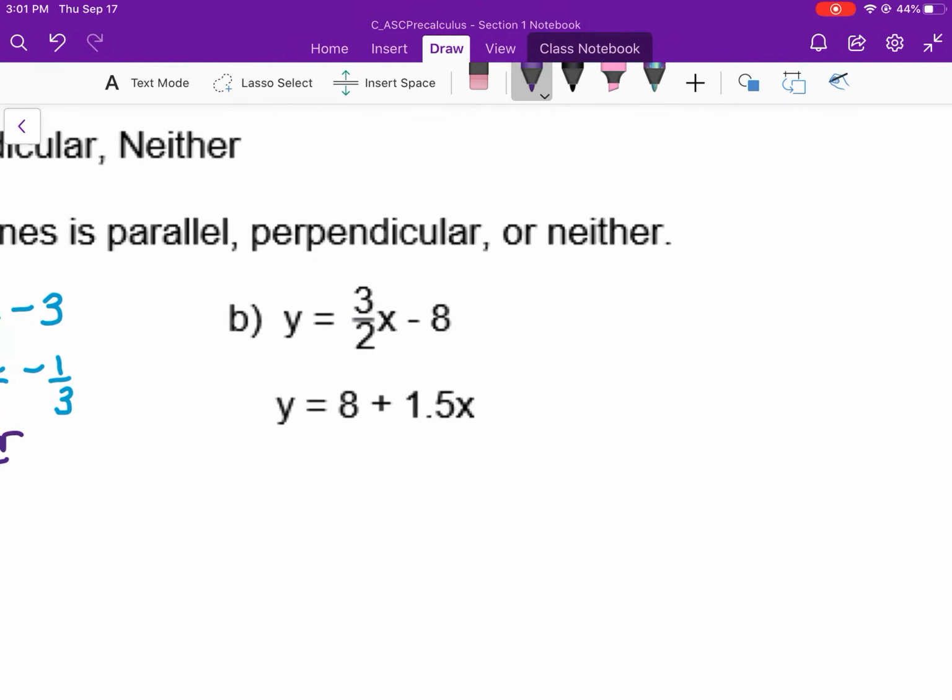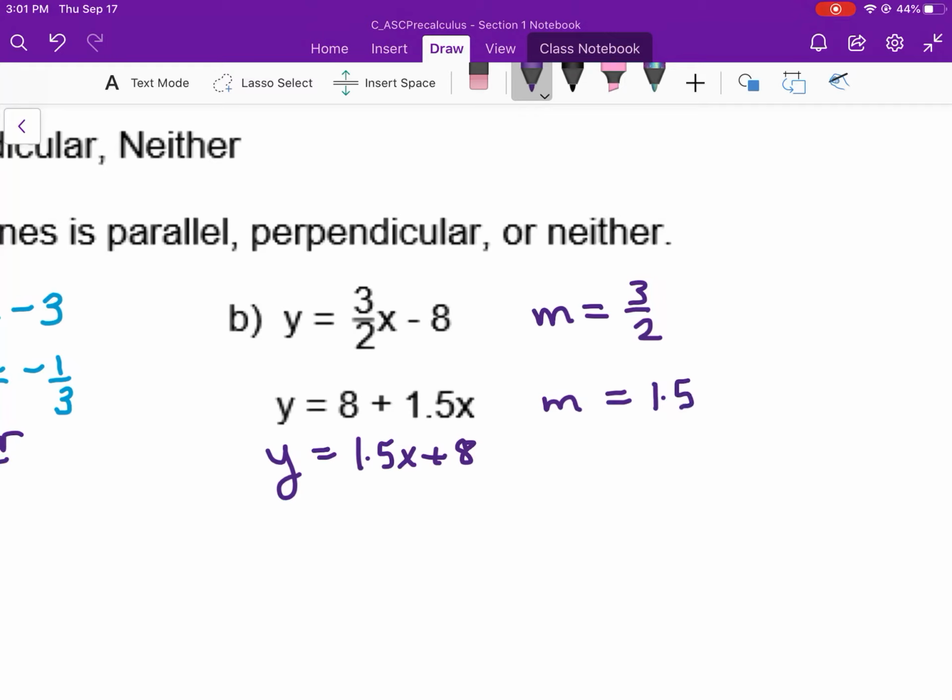Okay, let's do B. The slope of the first one is 3/2. Now be careful with this one. Where's the slope? Right, I mixed it up, didn't I? Instead of calling it mx plus b, I said b plus mx. So this is really 1.5x plus 8. And so my slope here is 1.5.